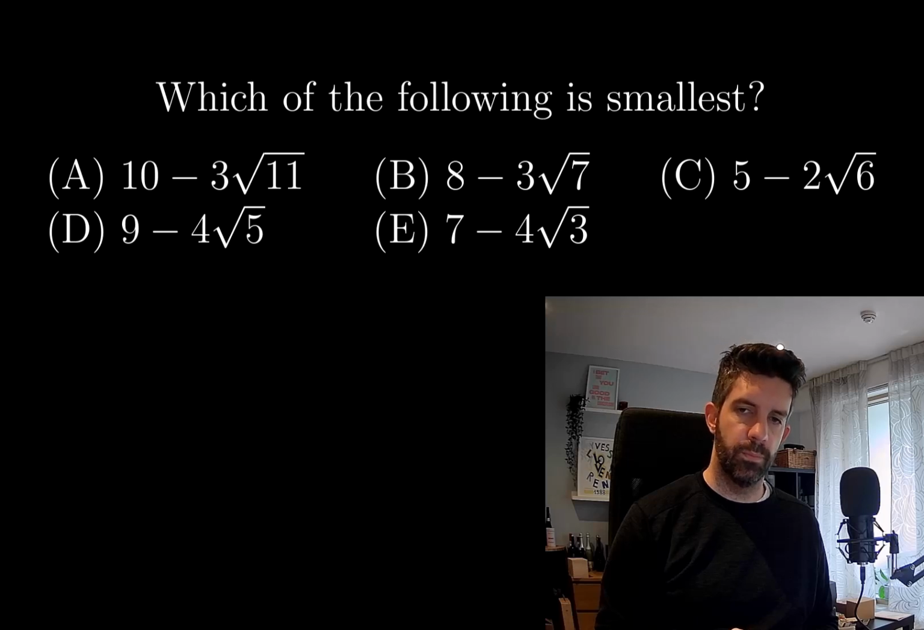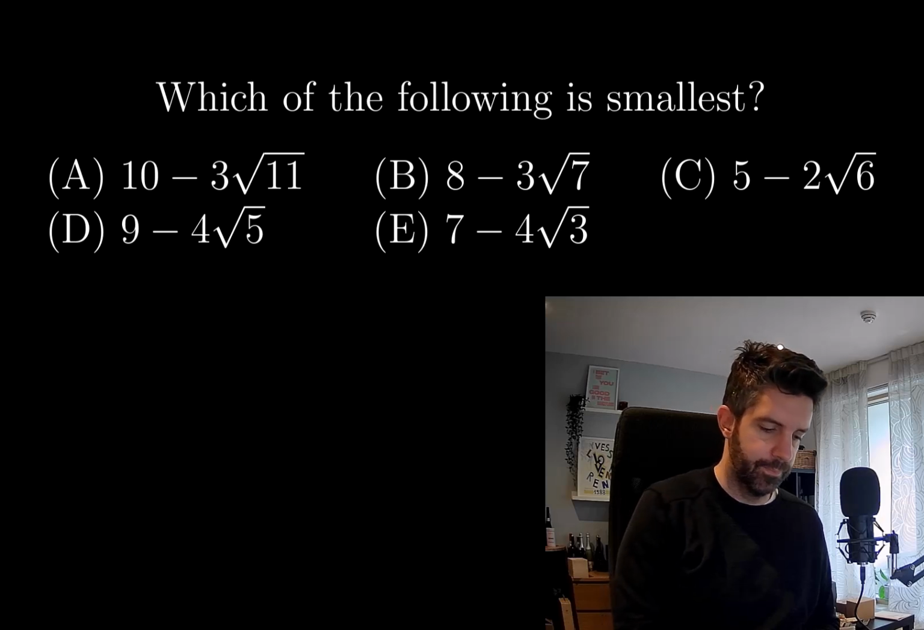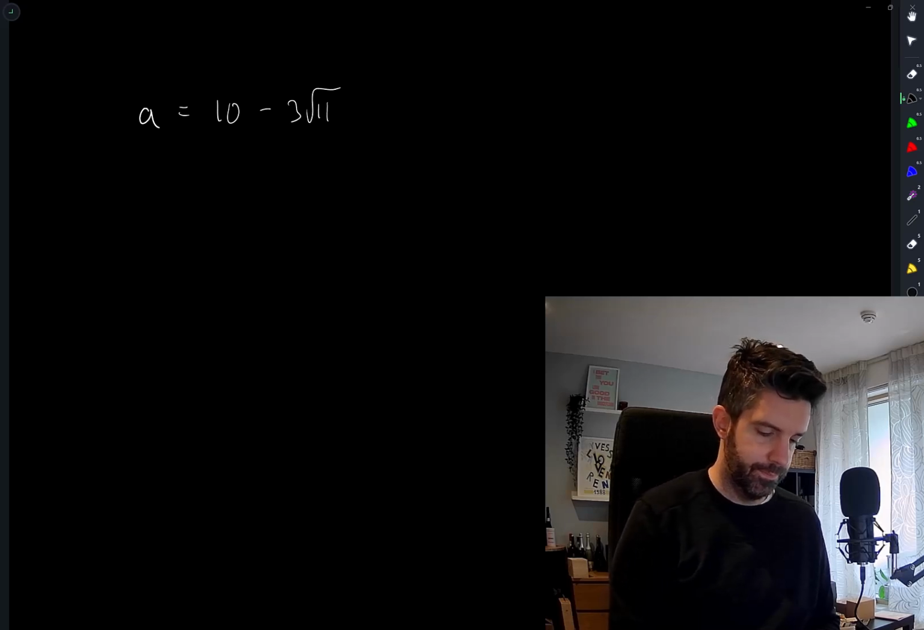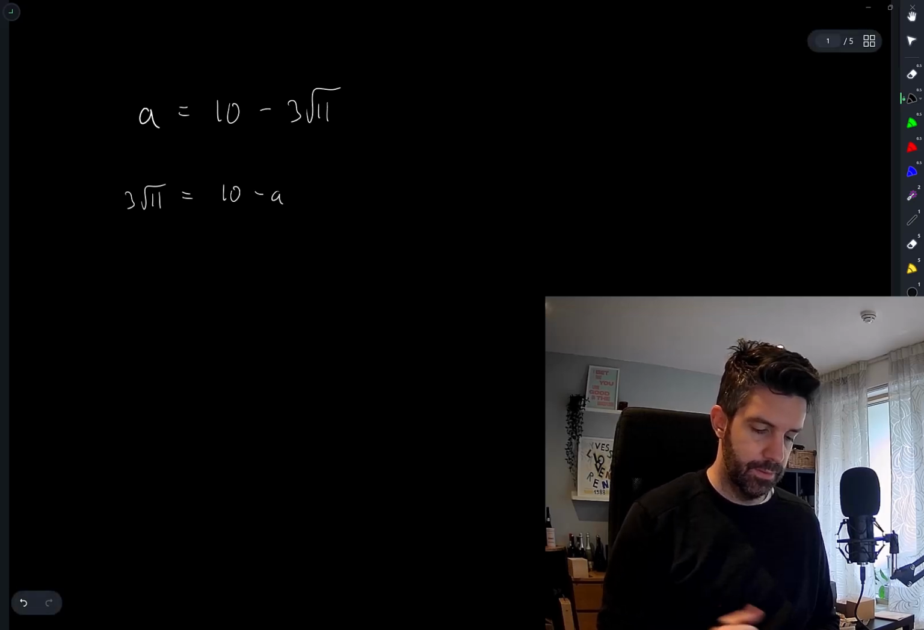I think maybe something like, so if a is equal to 10 minus 3 times root 11, then 3 times root 11 is equal to 10 minus a, and we can square that. And then maybe that doesn't seem like it'll help very much.